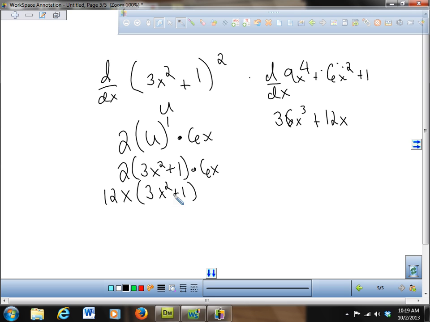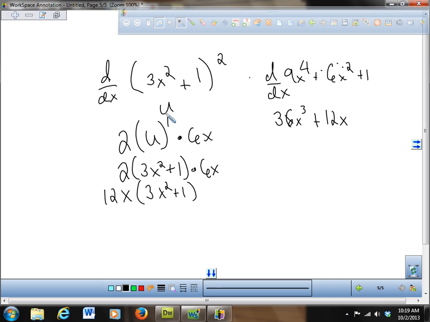So how do you know to multiply by 6x? Because you always have to multiply: it's the derivative of the outside function, where you leave this part alone, times the derivative of the inside. The derivative of the inside is 6x. So there's like an outer function and an inner function.